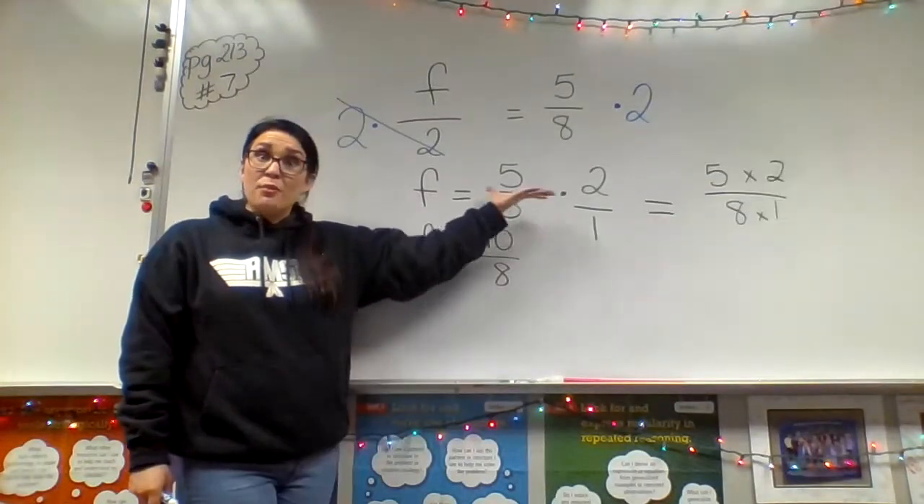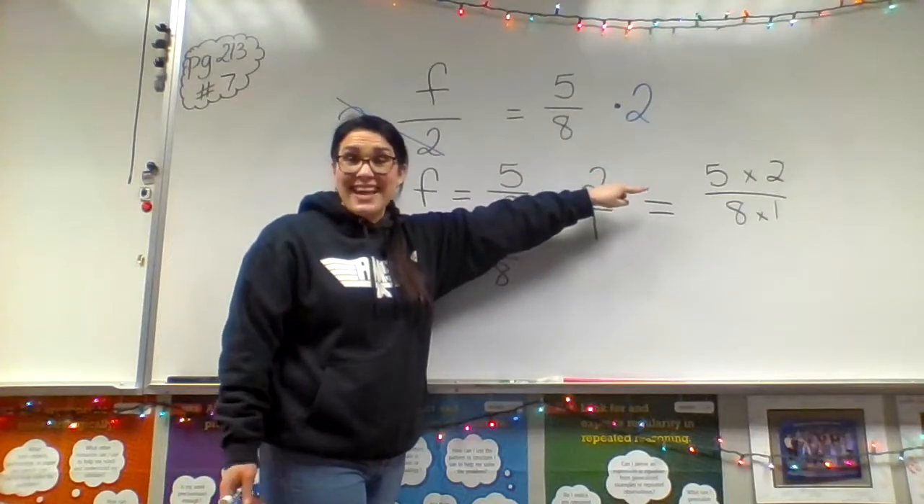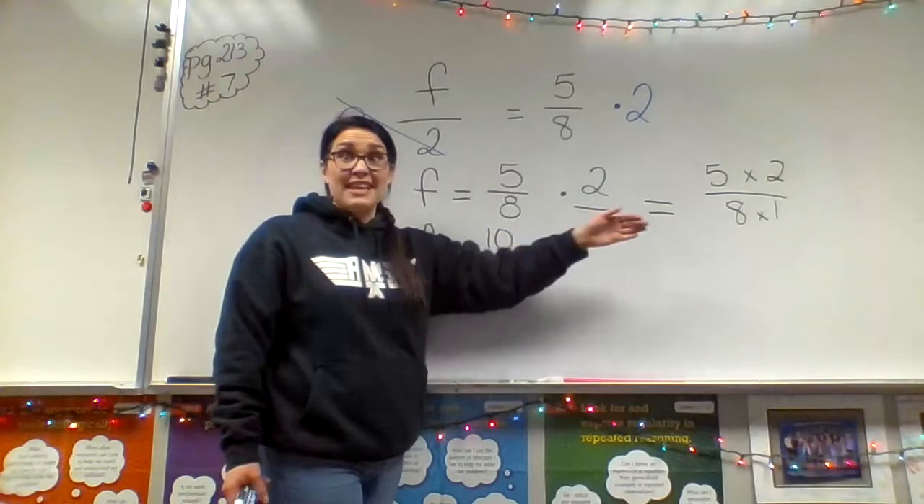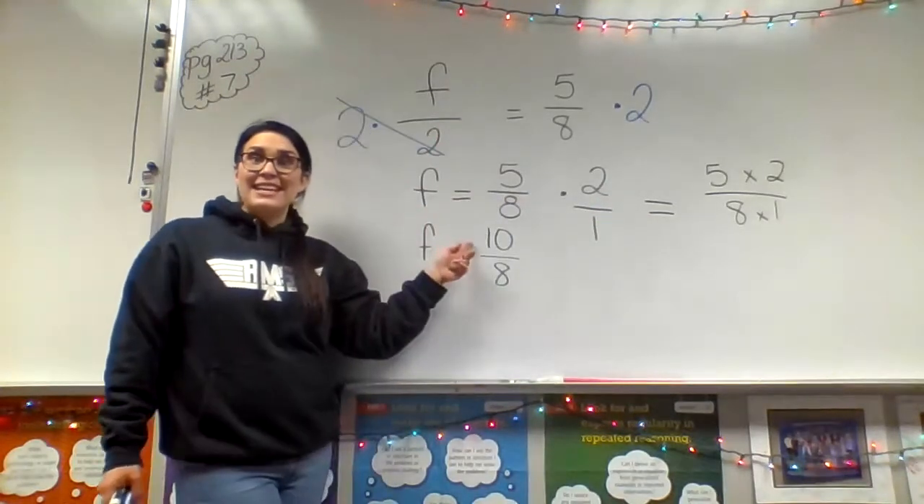You know that when you're multiplying fractions together, you just multiply the numerators. So in this case, it would be 5 times 2. And then you multiply the denominators. And in this case, it would be 8 times 1. So we know that 2 times 5 is 10. 8 times 1 is 8.